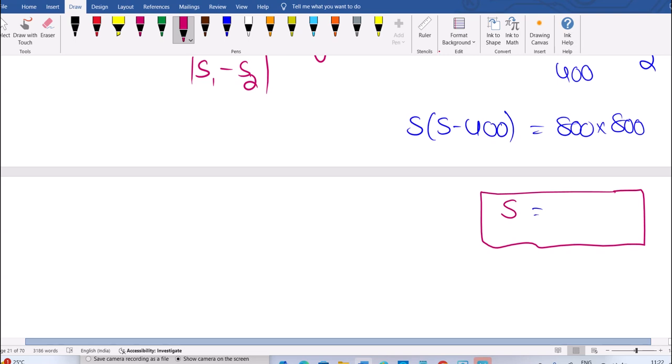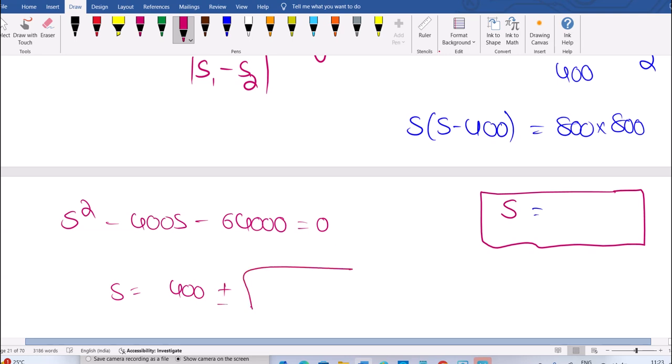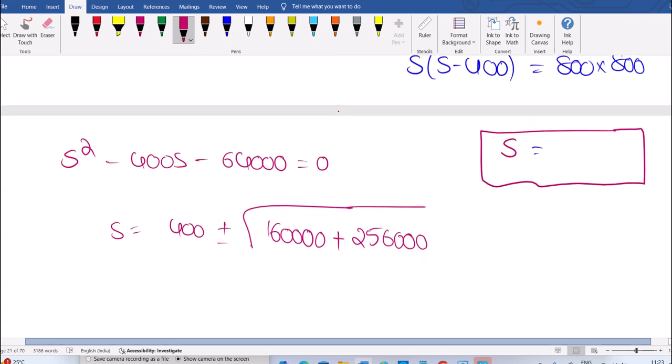Or else, as I mentioned, if you don't get any idea, worst case, finally we need to go like this: minus b plus or minus root b square minus 4ac. Here minus of minus will become plus. Divided by 2a. This is what you want.